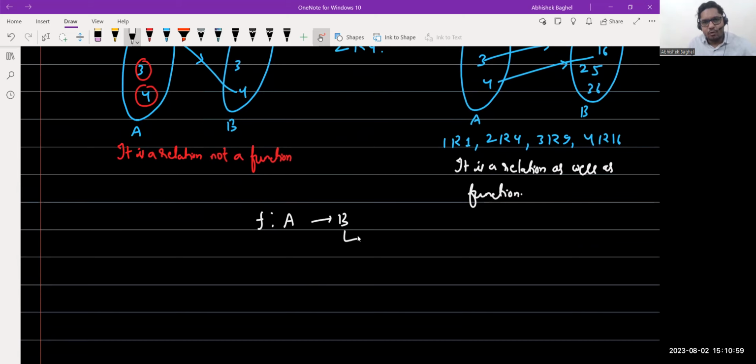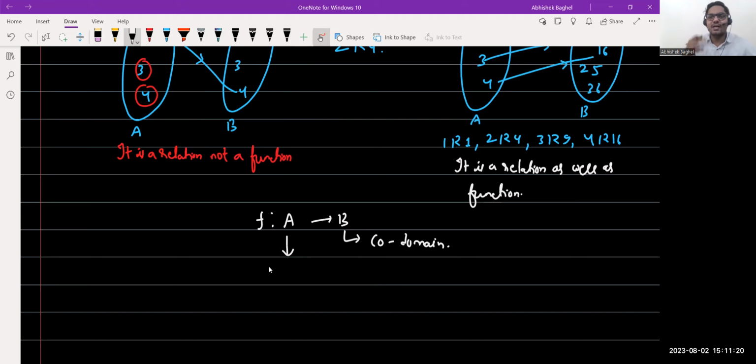Codomain is nothing but what? Codomain is the set of the elements of side B basically. The side B only. So B is the codomain. Clear? Codomain is always side B, and then we have the domain.